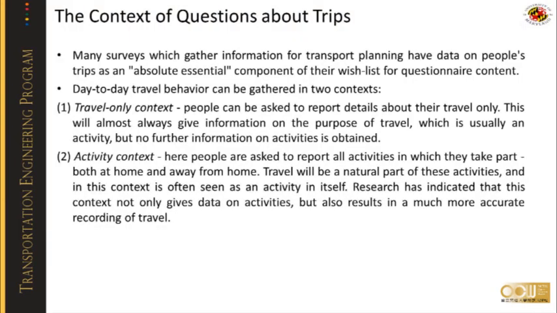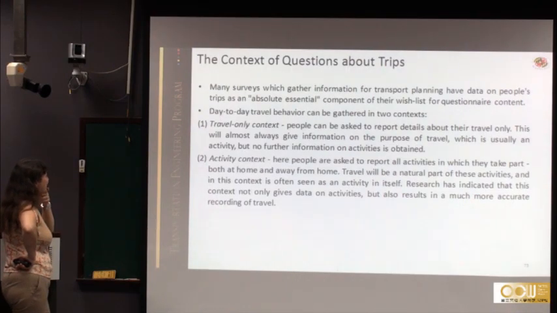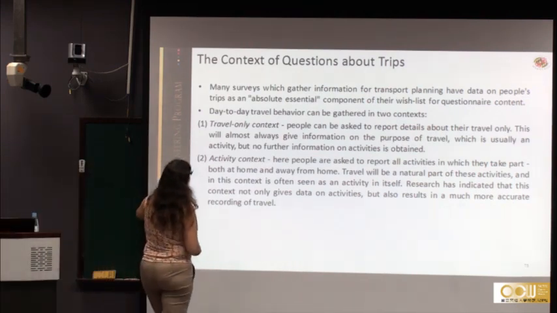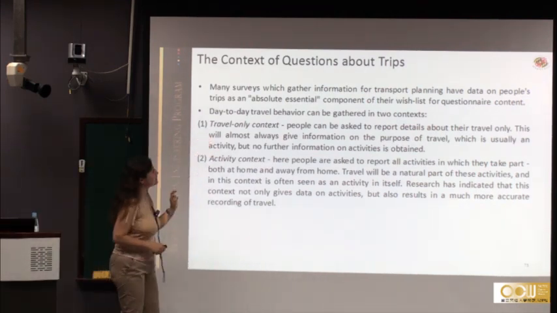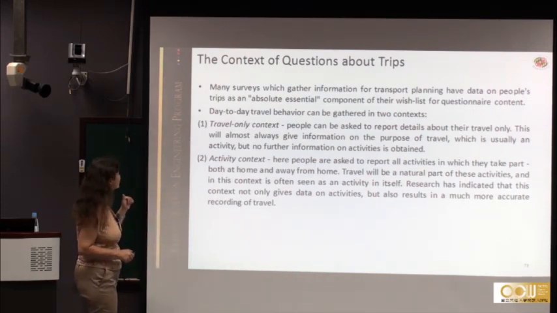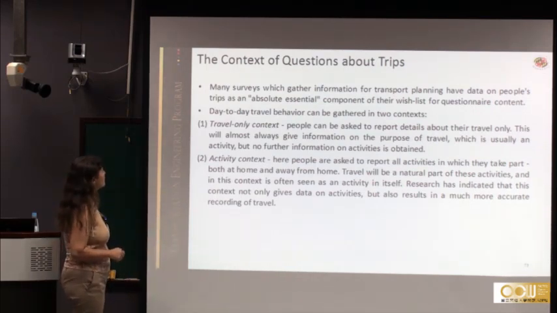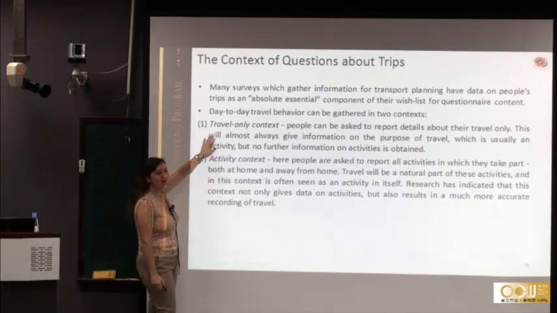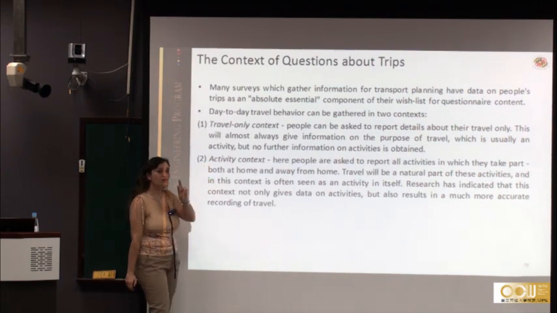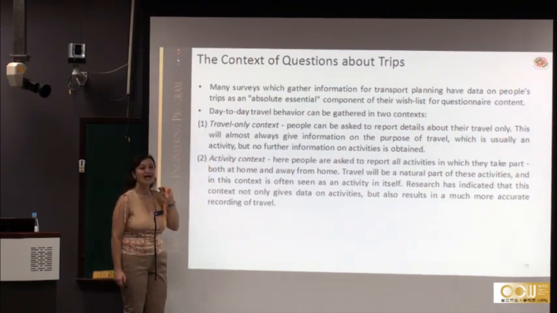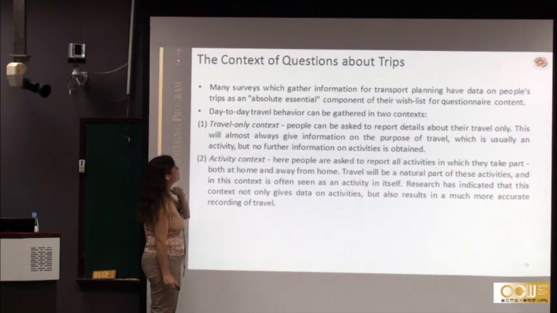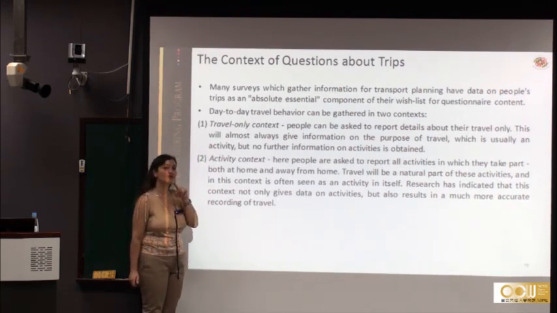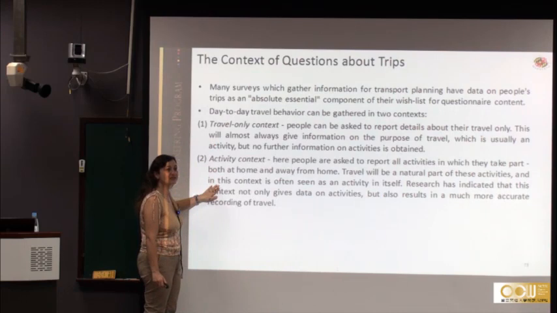Also, the way you collect the data, especially in travel behavior, is very important. You can collect day-to-day travel behavior in two different contexts. The first is a travel-only context. This is very important because this makes the difference between a travel survey and a time use survey, which are both used in transportation. I will say that the NHTS is based on it. We have debated for a long time if it was better to work under this context or the second context.